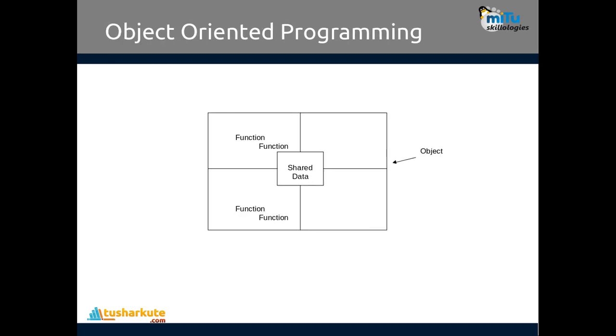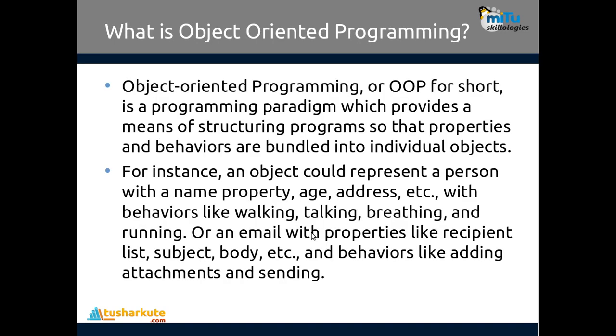The second way of programming is called object oriented programming. Basically, almost all kinds of languages in today's generation come under this category, that is object oriented programming. We have an object, and inside that functions are there, and functions will contain the shared data. Let's focus in detail on it. What is object oriented programming? Object oriented programming, or OOP, is a programming paradigm which provides a means of structuring programs so that properties and behaviors are bundled into individual objects.